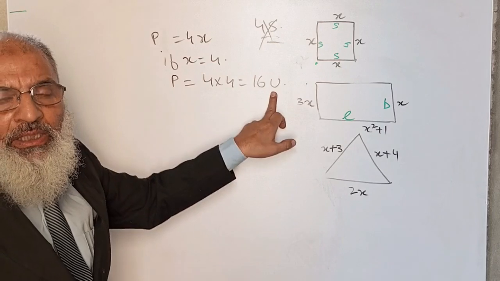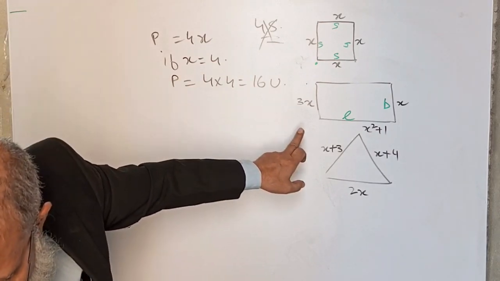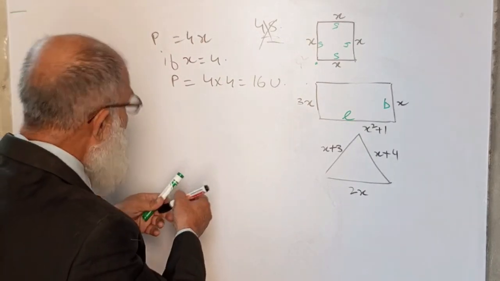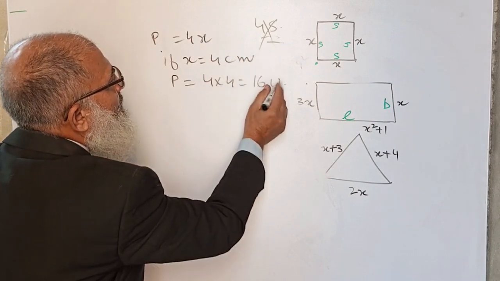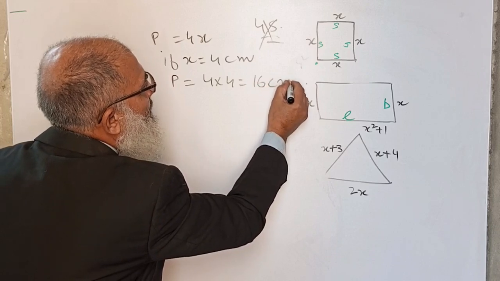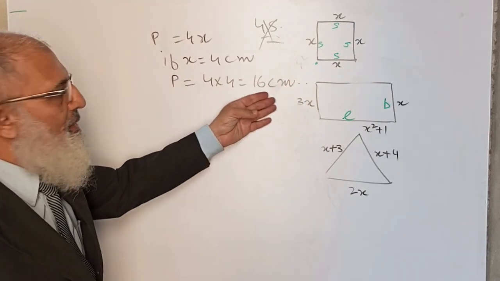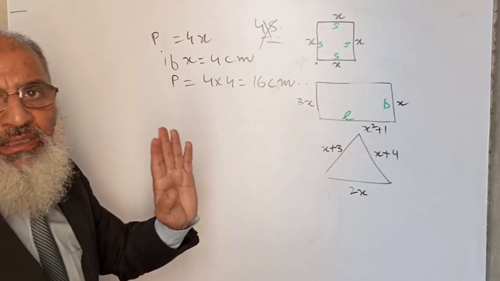Now this unit may be centimeter, may be millimeter. If it is not given, then... yes, it is given that it is 4 centimeters. When it is given 4 centimeter, then you have to write it as centimeters. So this is 4 centimeters, 16 centimeters.